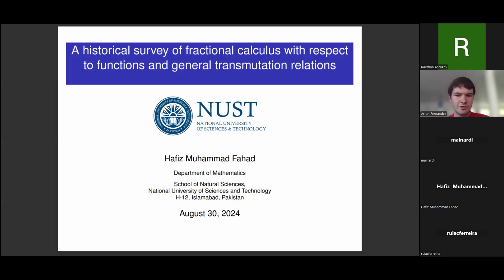He is an assistant professor in the Department of Mathematics at the National University of Sciences and Technology, Islamabad, Pakistan. He completed his PhD in 2023 from the Eastern Mediterranean University in Northern Cyprus. Dr. Fahad's research focuses on special functions, operational and fractional calculus. He investigates the mathematical structure of fractional calculus, connections between different operators and their generalizations, and fractional calculus with respect to functions and corresponding differential equations.